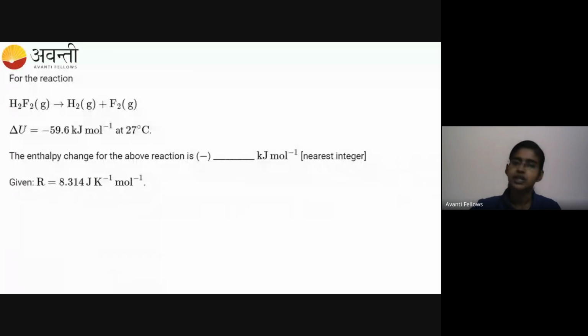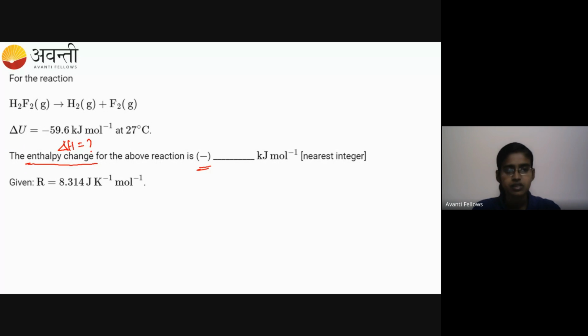Okay. So what does this question say? For the reaction H2F2 giving H2 plus F2, delta U, change in internal energy value is given as minus 59.6 kilojoule per mole at 27 degrees Celsius. We have to find out the enthalpy change for the above reaction. What is enthalpy change? It is delta H. We have to find out delta H for this reaction in kilojoule per mole, and R value is given. So which relation will you use?